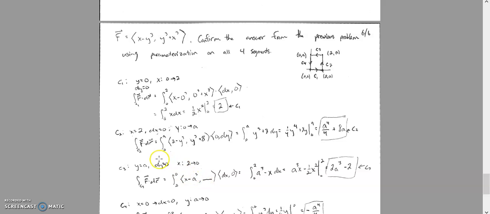So when I plugged all this stuff in, dy is 0. This is going to be 0. I don't even care what this is. I'm just going to leave an open blank space, because that's going to get multiplied by 0. So it doesn't matter what it is. So really, I'm just doing the integral from 2 to 0 of (x minus a) cubed dx.